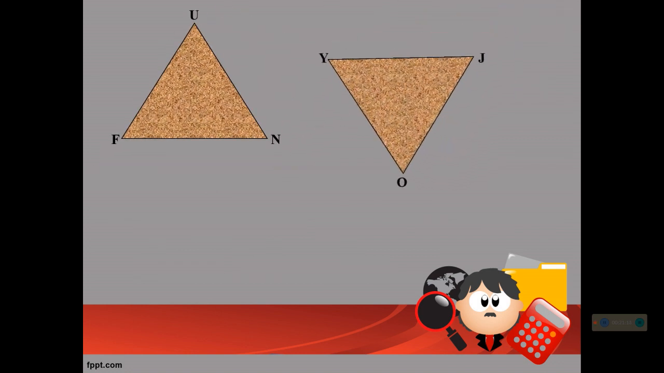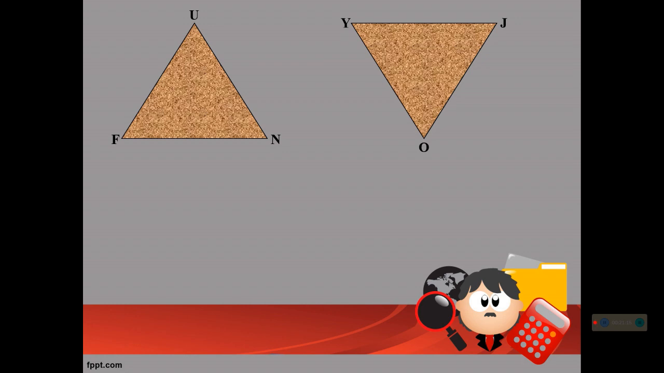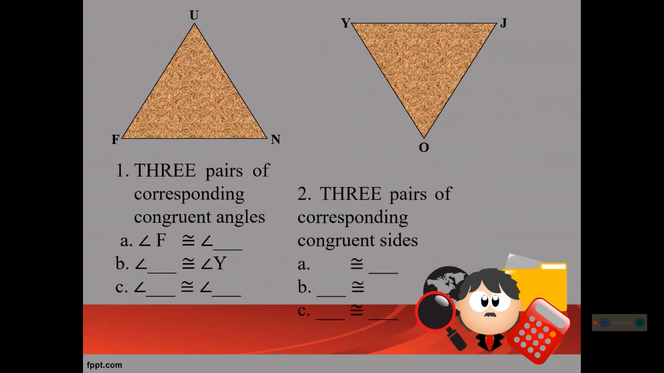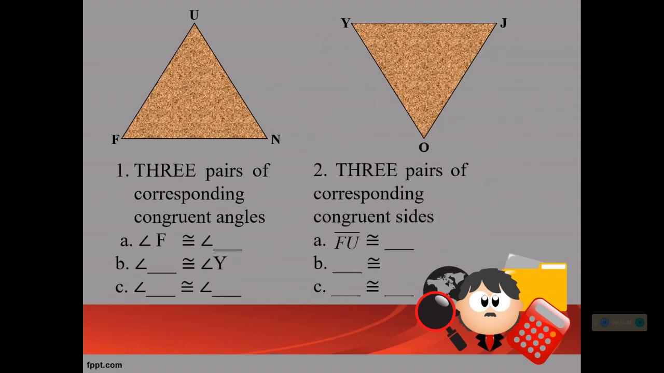Okay, so let us have these two triangles. It seems that we have different figures, but if you imagine the other triangle and rotate it, how are we going to answer these questions? Okay, so for number 1, we are going to list 3 pairs of corresponding congruent angles.